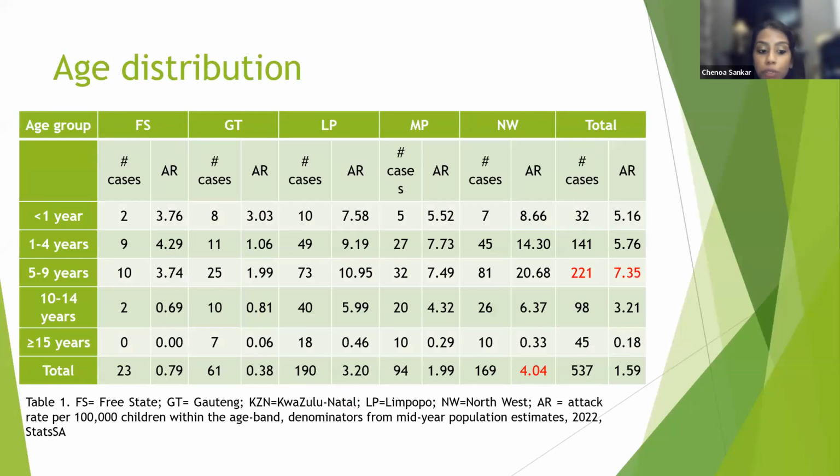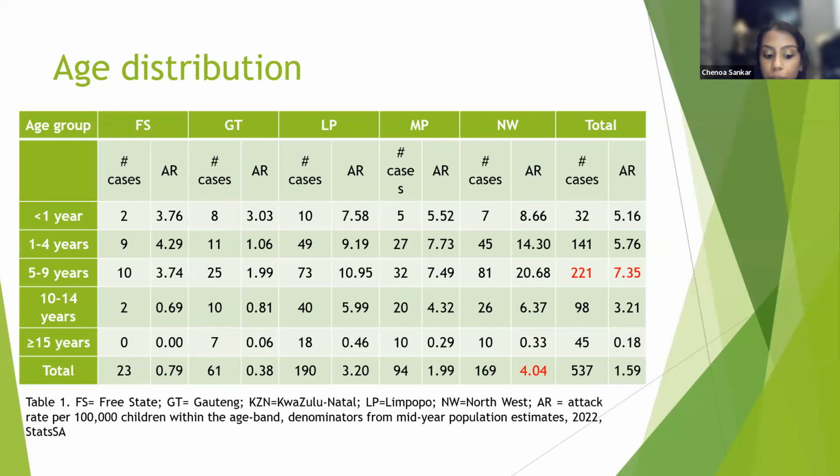So in terms of age distribution, the age of laboratory confirmed cases across the 5 provinces ranges from 2 months to 60 years. The majority of cases, 221 cases, which is 41% of the total, were in the 5 to 9 year age group, followed by 141 cases, so 26% in the 1 to 4 year age group, and 98, so 18% in the 10 to 14 year age group.